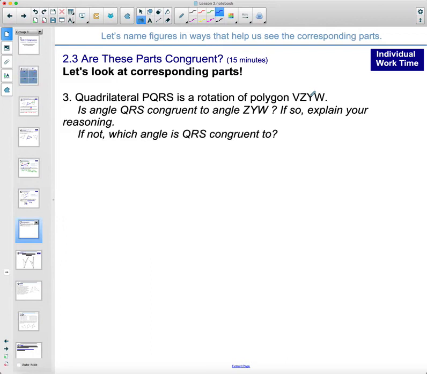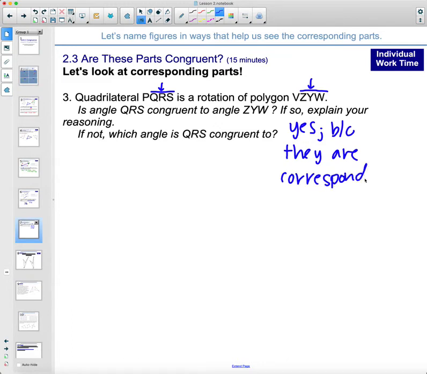So then if we take a look at this one that doesn't have a picture, it says quadrilateral PQRS is a rotation of this polygon. Is QRS, okay, so here's the angle, so that means R is the vertex, congruent to ZYW. ZYW, Y is in the middle, so Y is the vertex in that same position. So I would say yes, these are congruent, because they are corresponding, even without seeing that picture.